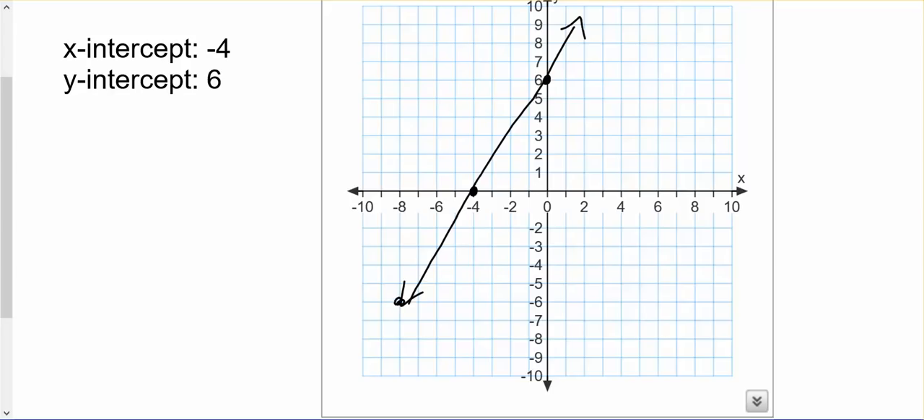And so I should have gone through that line. But the idea is there. My x-intercept is -4. That's the point -4, 0. And my y-intercept is 0, 6.